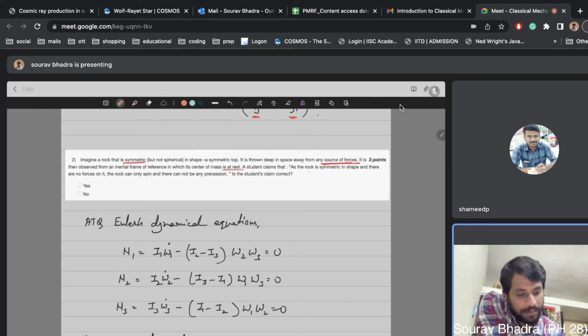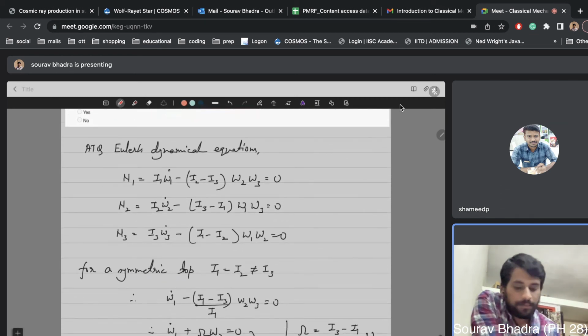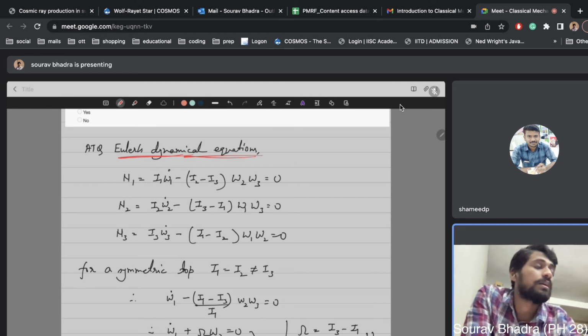And a student claims that as the rock is symmetric in shape and there is no force on it, the rock can only spin and there cannot be any precession. So we have to check what actually happens in this rock. I have used the Euler dynamical equation method for this calculation. You have already learned where the Euler equation comes from.